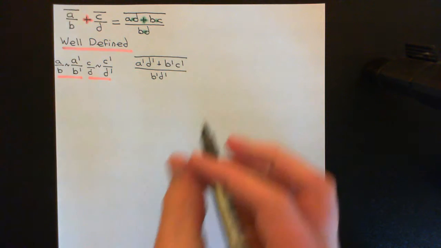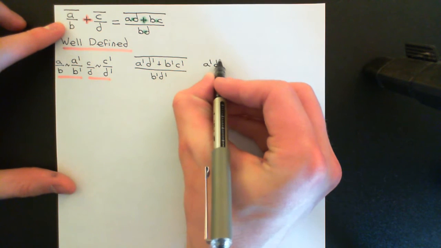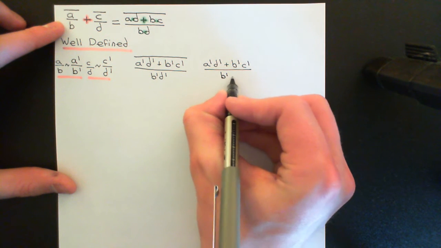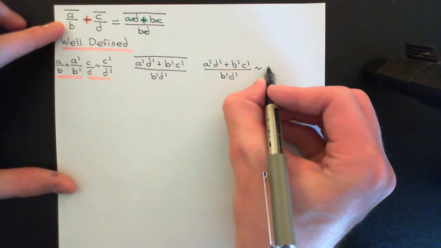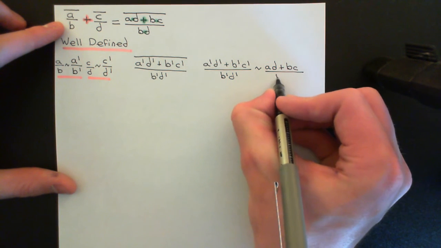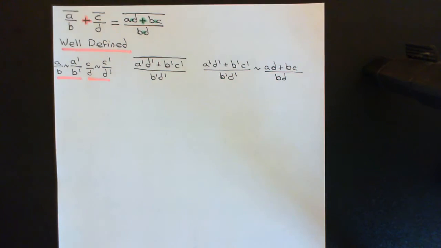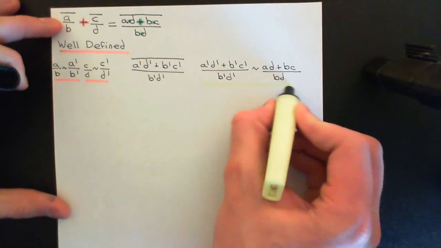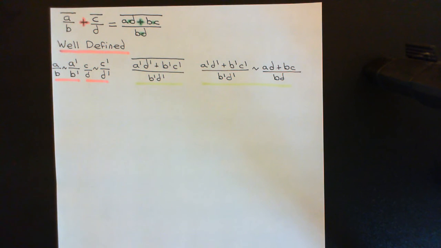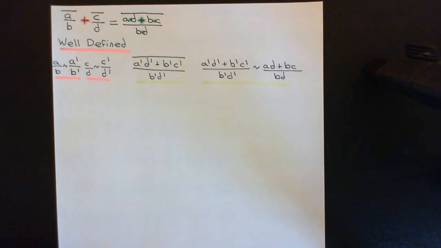What I now want to prove is that a prime times d prime plus b prime times c prime over b prime times d prime is in the same equivalence class, is related to a times d plus b times c over b times d. I want to prove that these two are in the same equivalence class. So from this statement here, I want to prove this statement here. So how am I going to do that? That is what I need to do if I'm going to prove that this is well defined. I want to show you that although you might get different fractions here, the actual equivalence class that contains them is exactly the same. So the answer is always going to be the same, basically.